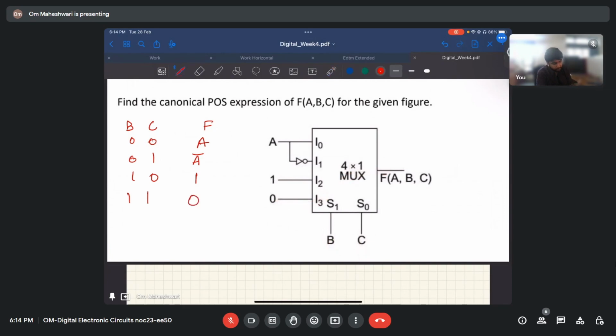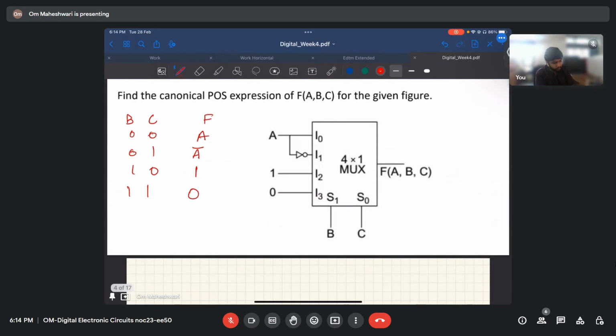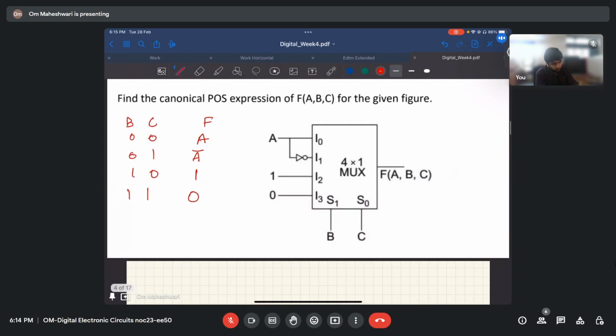So it is 0. What has been asked is we have to find the canonical POS expression for F(A,B,C). So from here we can write what is F. Let me copy it here.